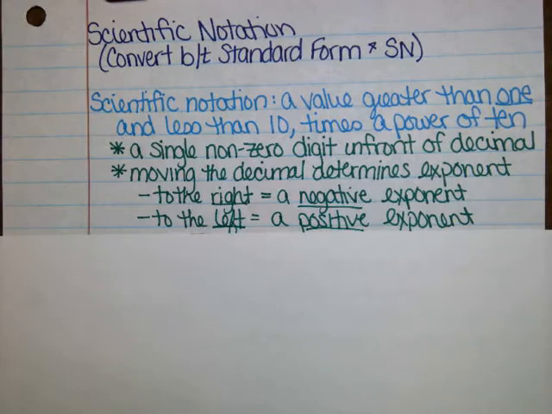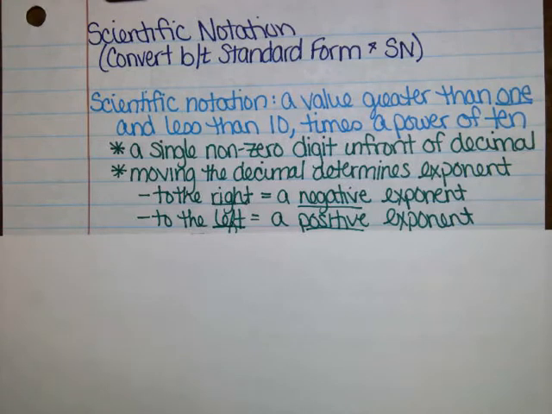That being said, you need to have a single non-zero digit in front of your decimal place when you're writing correct scientific notation. And in order to do that, you need to move the decimal in order to determine what your exponent is going to be on your power of 10. If you have to move the decimal to the right, it's going to give you a negative exponent, and if you need to move the decimal to the left, it's going to give you a positive exponent.